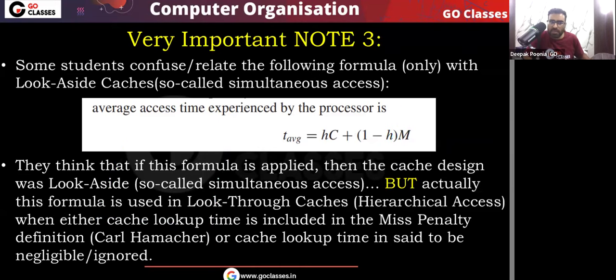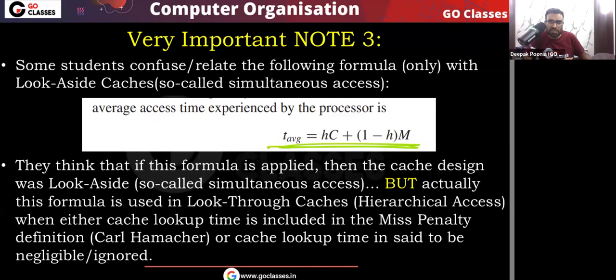So remember, this formula is sometimes used in the look through design. This formula is sometimes used in hierarchical access, or I can say in the average memory access time in the memory hierarchy. And when do we use this formula? Can you tell me? We have already seen many questions, the Carl Hamacher questions, the Carl Hamacher definition, and some questions from Berkeley University and from the GATE exam.